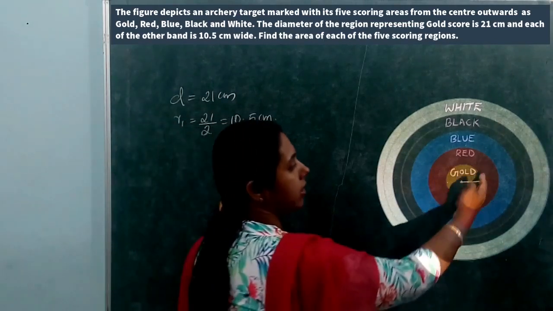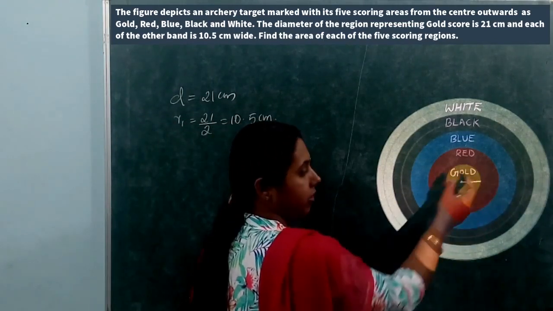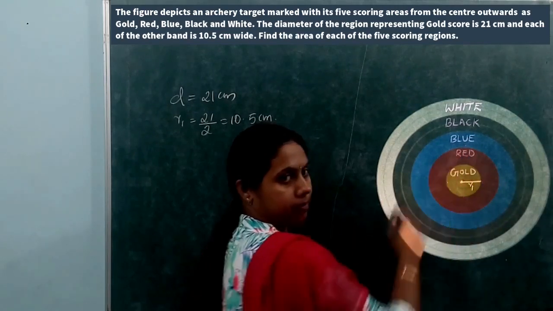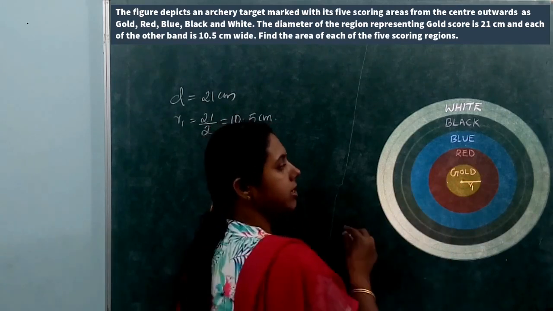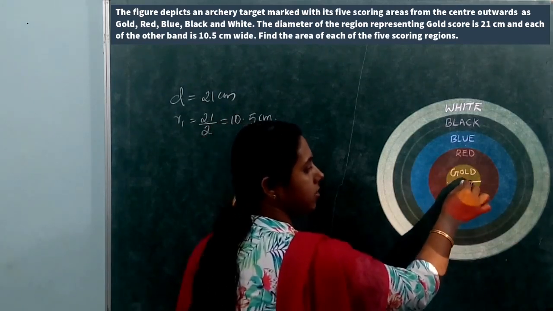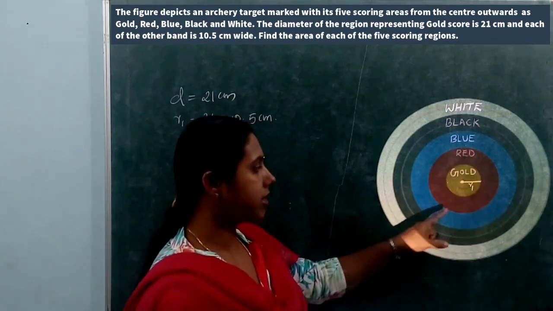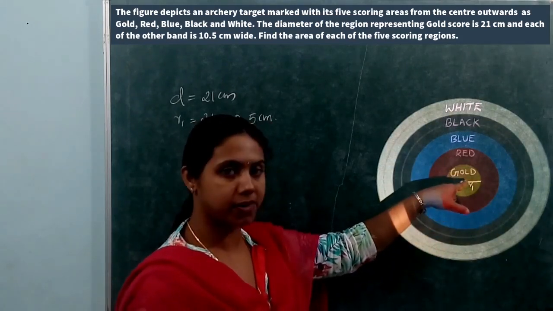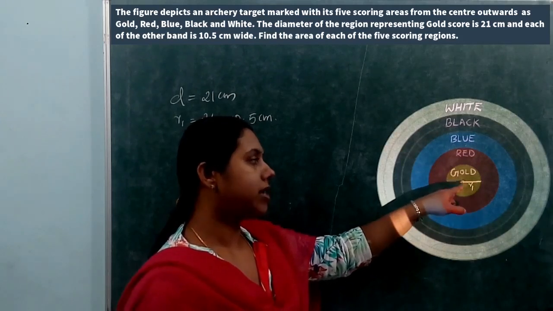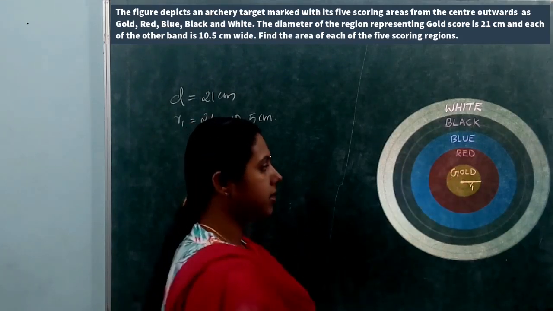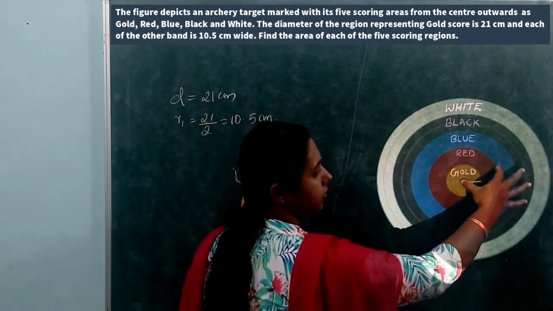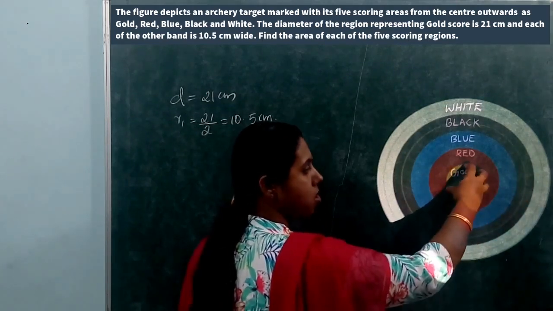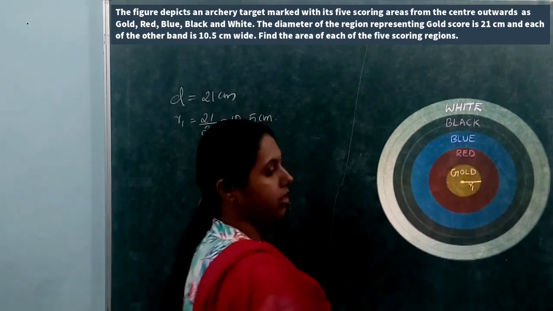And the next one, the area of the red region. This is the red region, we need the area of this red region only. So what is the radius? This is the center of the circle. You can see that all these circles are concentric circles. All the circles have the same center. So to find the area of the concentric circles, first you have to know the radius of this region, that means the region including gold and red.